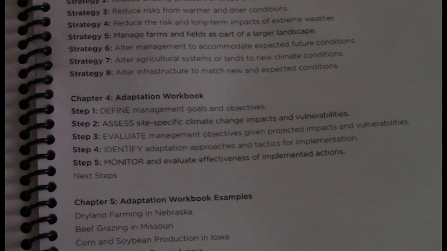Chapter 4 is the workbook that goes through the process of coming up with a plan. It helps you define your goals, assess what's going on in your site, evaluate your management objectives, and see how they match up. This is a good exercise to do with everybody who's involved with your land, and then you can identify what approaches you should work on and monitor the effectiveness of the actions.